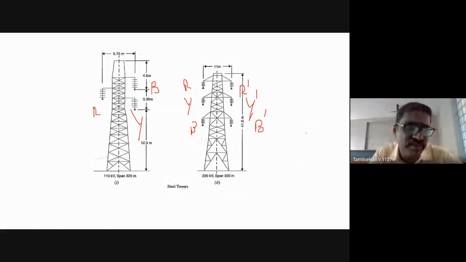Okay, so this hanging part, which we are calling the insulator, we are going to study: what is an insulator, what is the purpose of insulators, and what are the different types of insulators. We are going to study it in the next module.